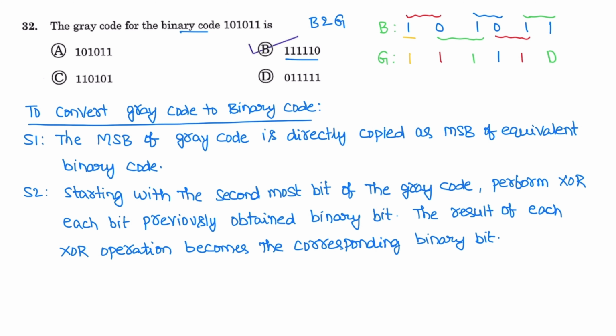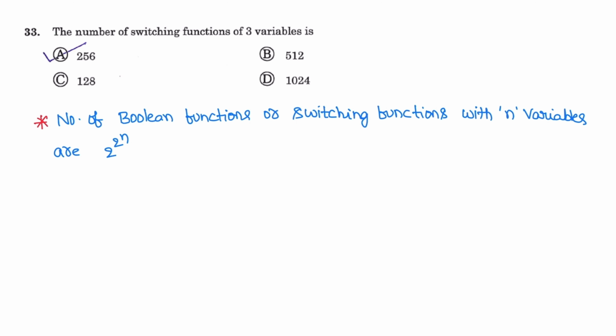The number of Boolean functions of 3 variables is? Here the number of variables n is 3. The number of Boolean functions or switching functions possible is 2 power 2 power n. So that is 2 power 2 cube, so 2 power 8, since 2 cube is 8. 2 power 8 is 256. The number of Boolean functions possible is 256.